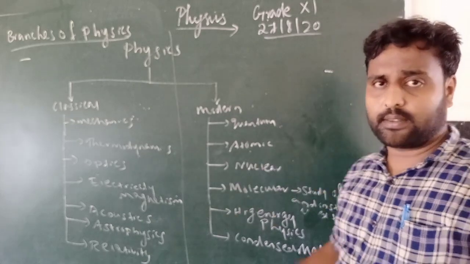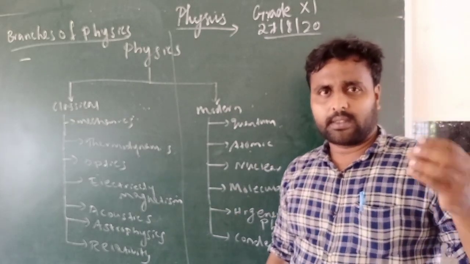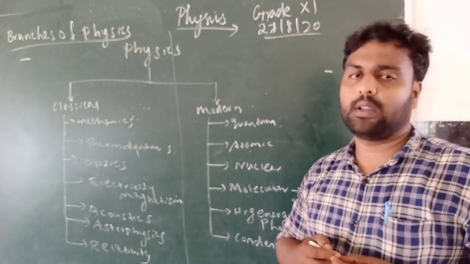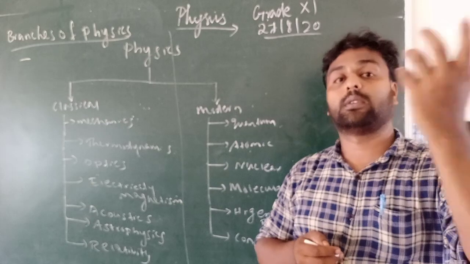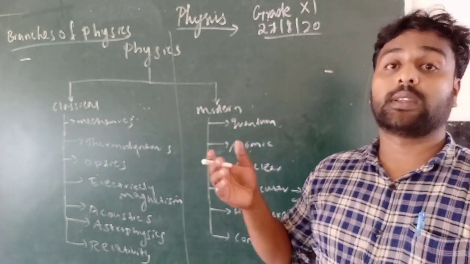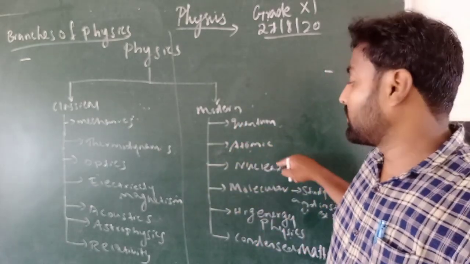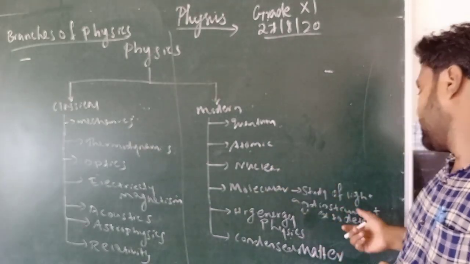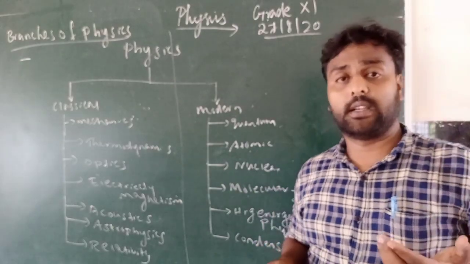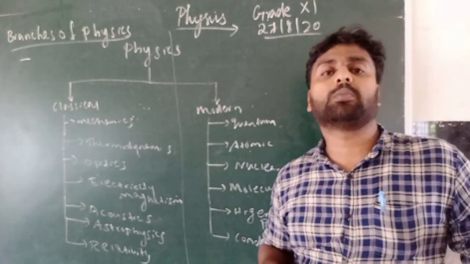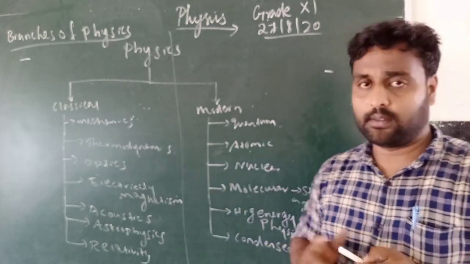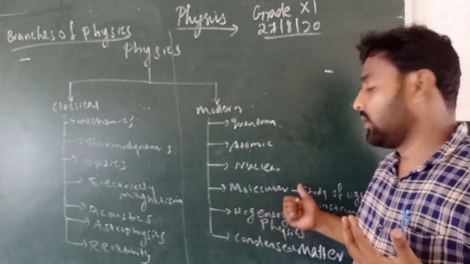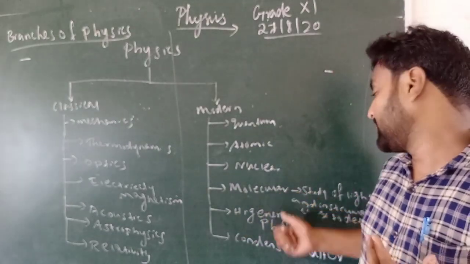Then atomic physics. Atomic physics means studying the structure and the properties of the atom. Then nuclear physics. Nuclear physics covers the nuclear bomb and fission producing electricity, and that type of study comes under nuclear physics. Then molecular physics. Molecular physics is also a study of light and some of the instruments we use to detect the light.